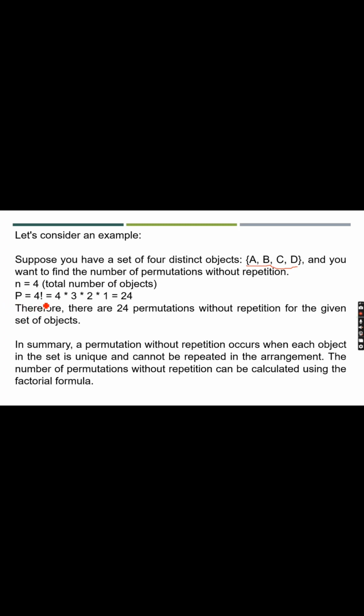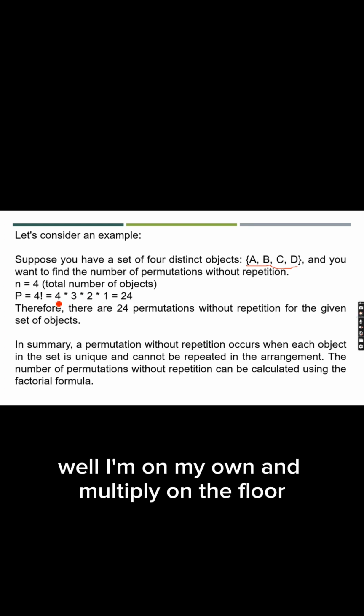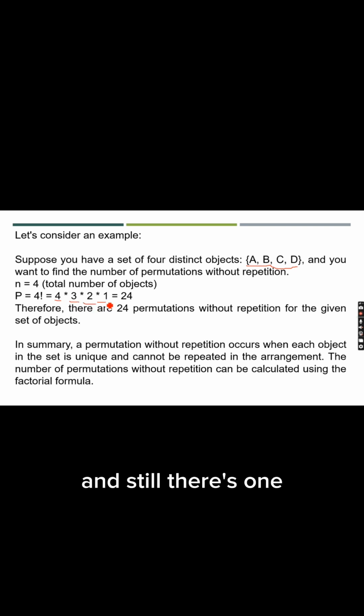P equals 4 factorial equals 4 times 3 times 2 times 1 equals 24. Why 24? Kailangan mo lang i-multiply ang 4 times 3 times 2 times 1. Ang kalalabasan niyan is 24 guys. Therefore, there are 24 permutation without repetition for the given set of objects.